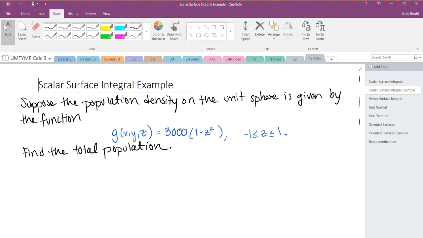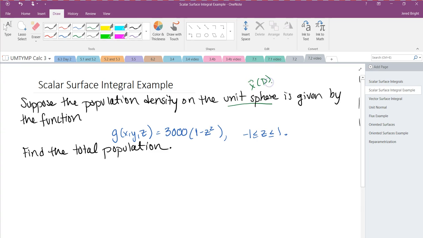We have a function, and we want to find the total population. That is to say, we want to add up all the little densities and get the total. So using our knowledge, we have a scalar function, and being that we just studied scalar surface integrals, perhaps we need to use a scalar surface integral. That means we should find our surface and a parameterization for it. Well, the surface is precisely a unit sphere.